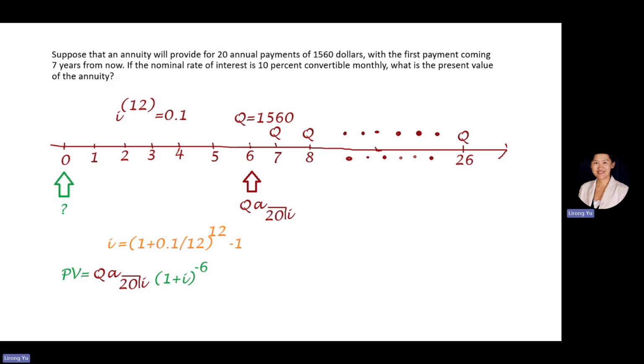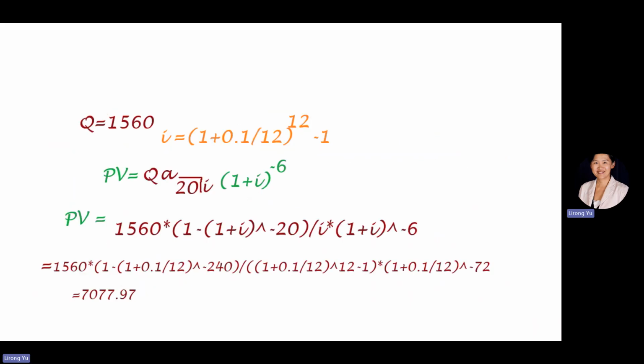Now that we have the I, the present value is calculating the time 0 value. So QA20 will give you the time 6 value. You want to go back to time 0 by discounting it. So multiplication by 1 plus I to the power negative 6 is how you discount it back to time 0. Therefore, we work out all these calculations. I equals 1 plus 0.1 over 12 to the 12 power minus 1. That means that 1 plus I would equal 1 plus 0.1 over 12 to the 12 power. So the 1 plus I can be replaced by 1 plus 0.1 over 12 to the 12 power. 12 power combined with the 20 power, we have negative 240.